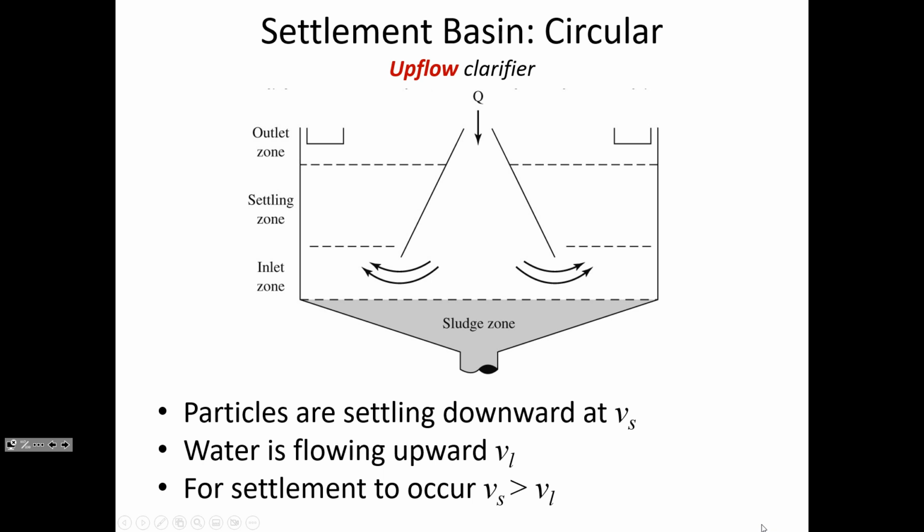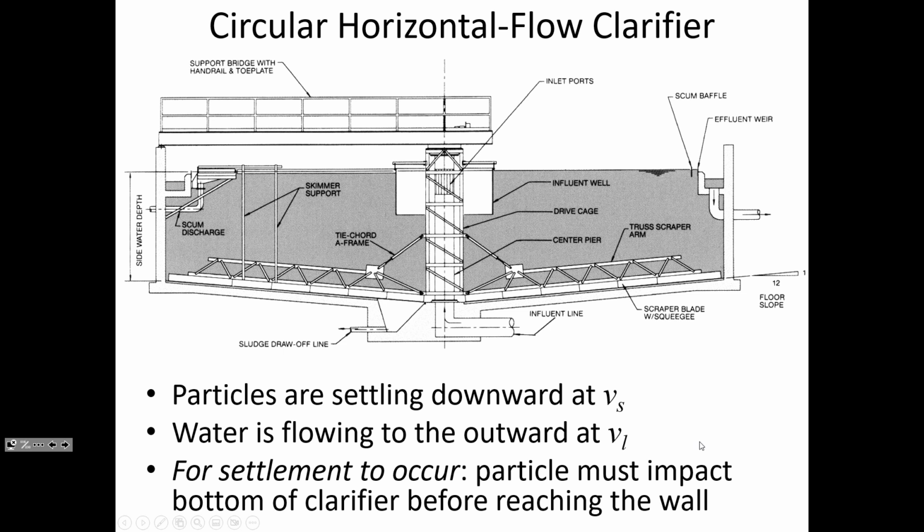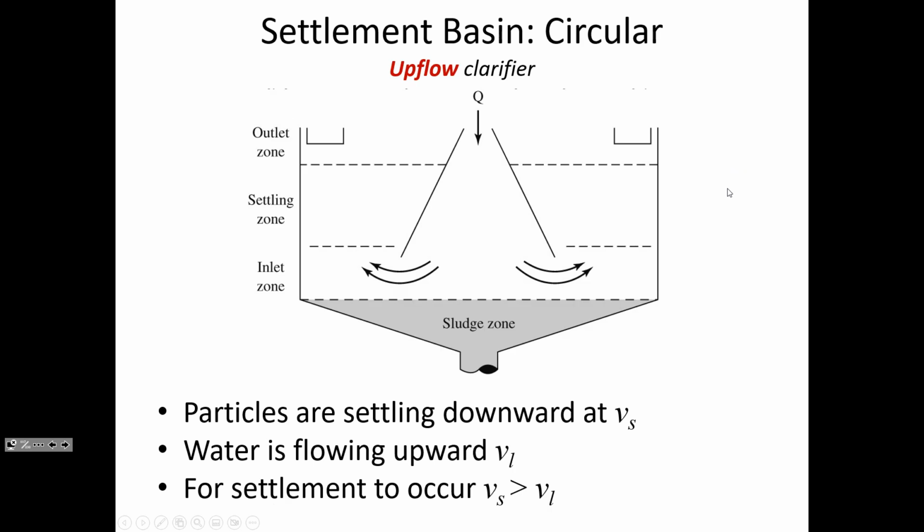The other type of settlement basin that we're able to load with higher liquid rates and therefore they use up less area in a treatment plant is an upflow clarifier. And in an upflow clarifier, instead of the liquid moving radially outward, the liquid is moving upward. And so in the previous example, the bulk movement of the water was to the right, or I guess to the left, just always sideways to this effluent weir. Whereas here, in the upflow clarifier, the liquid's going up and the particles are going down.